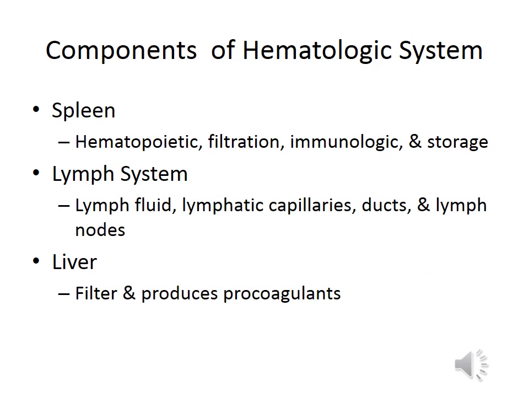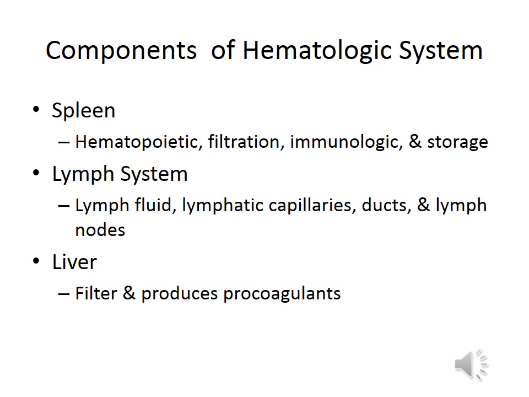Another component of the hematologic system is the spleen, which is located in the upper left quadrant of the abdomen. The function of the spleen can be classified into four major functions: hemopoietic, filtration, immunologic, and storage. Hemopoietic function is manifested by the spleen's ability to produce RBCs during fetal development. The filtration function is demonstrated by the spleen's ability to remove old and defective RBCs from circulation by phagocytosis.